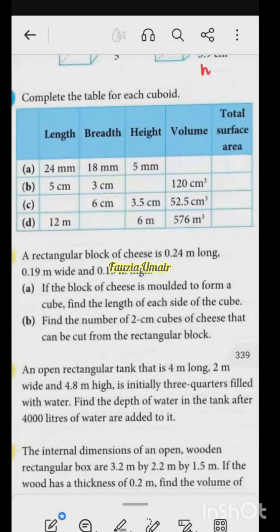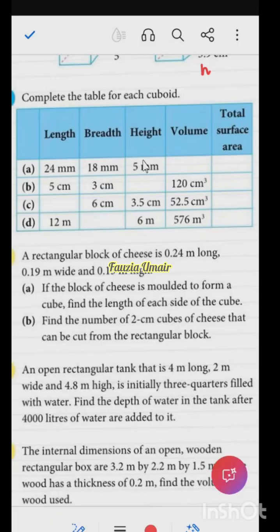So this is a real world question. The question says a rectangular block of cheese is 0.24 meter long, 0.19 meter wide, and 0.15 meter high. We need to find out if the block of cheese is molded. What is molded? What is the meaning of this word molded? Ma'am, take the shape of anything.